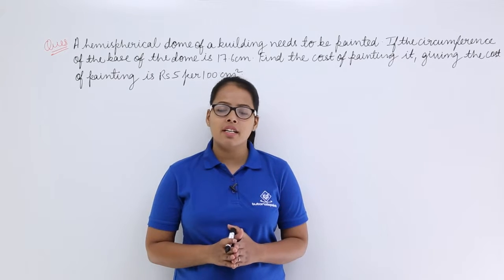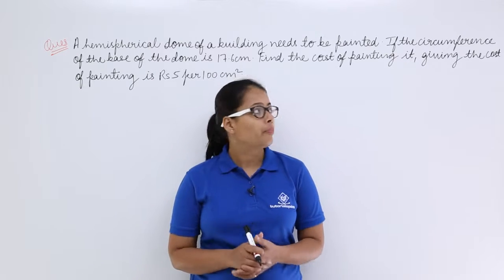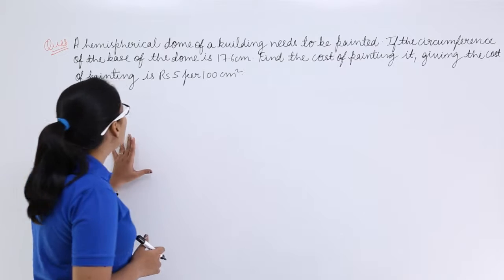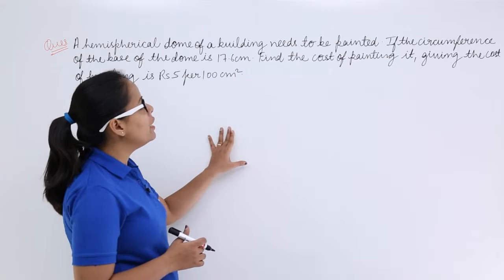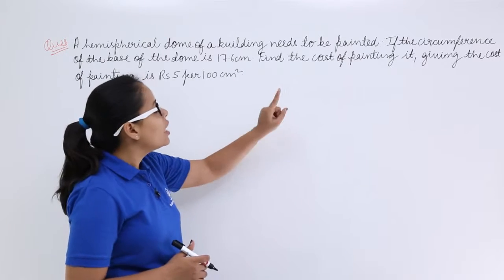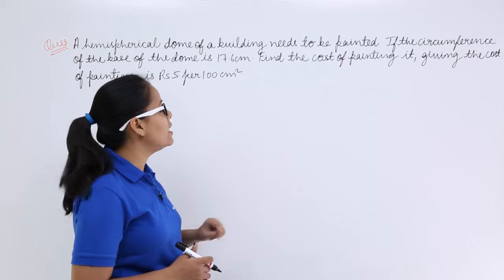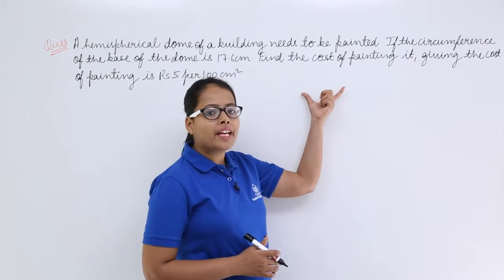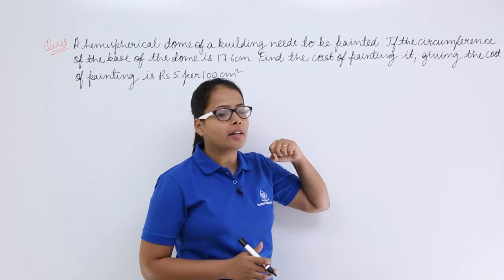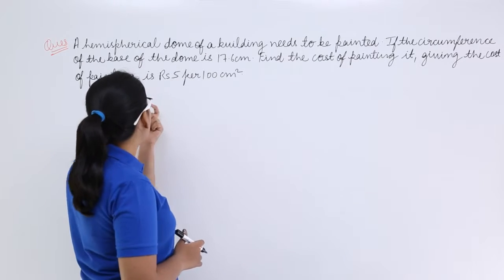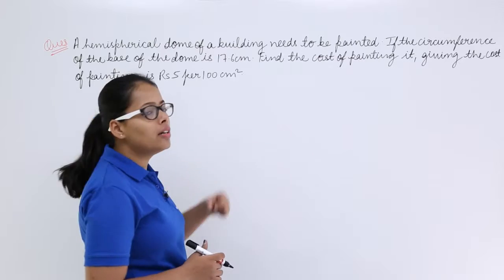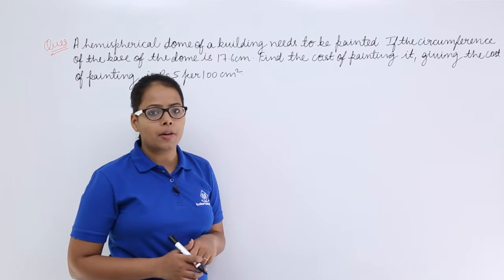Hey guys, let's understand this problem on sphere. This problem says a hemispherical dome of a building needs to be painted. If the circumference of the base of the dome is 17.6 cm, then you need to find out the cost of painting it. The cost of painting is given as rupees 5 per 100 centimeter square.